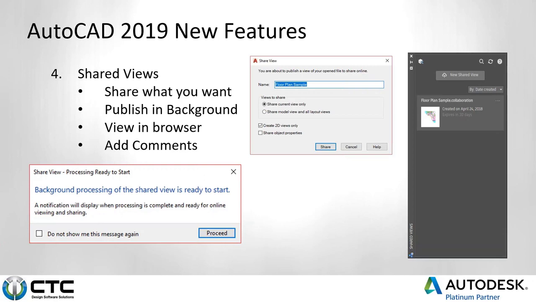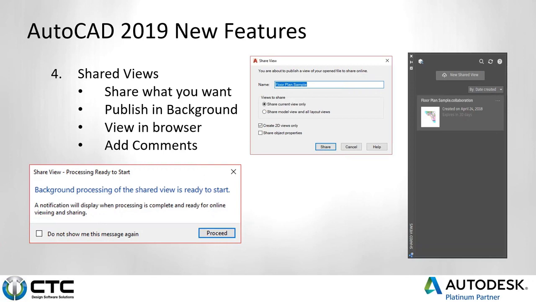When you go to share the view, you have current view only, or you can share the model view and all layout views. So if you had sheets that you wanted to share, you can specify that. And then you have an option: if there's 3D content, you can create a 2D view only. If you have that unchecked, you can do a 3D, but if you check it, it will only do 2D. And then you also have share object properties. If you go into the viewer and pick on an object, you will be able to see the properties of the object. If you don't share the object properties, they won't get access to it. They'll just be able to look at it, and that's it.